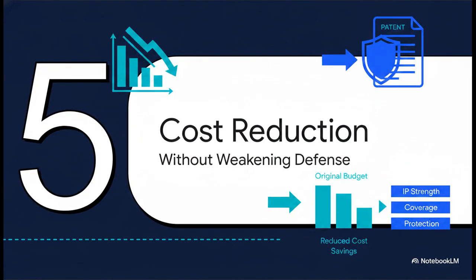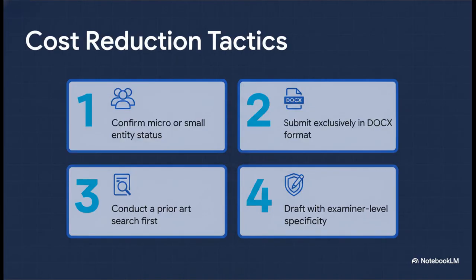Moving right along to Part 5, Strategic Cost Reduction. Let's cover how to lower your budget without weakening your protection. So, how do we practically lower your budget without sacrificing your IP? Well, here are the actionable insider tactics we recommend. First, confirm your micro or small entity status immediately. It's literally the fastest cost reduction available and saves hundreds in USPTO fees. Second, submit exclusively in DOCX format to eliminate that totally pointless surcharge. Third, conduct that prior art search first. And fourth, invest in drafting with examiner-level specificity. Let me say it again. Doing it right at the start is the absolute ultimate way to prevent costly, drawn-out prosecution rounds.